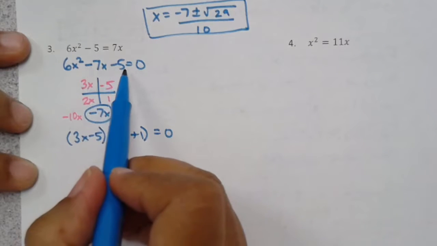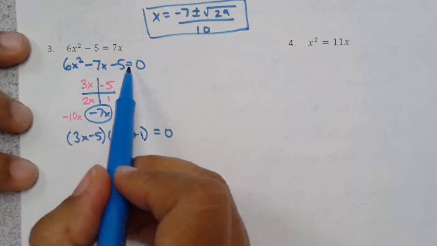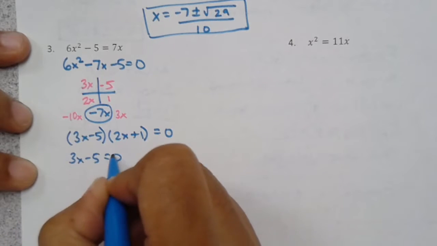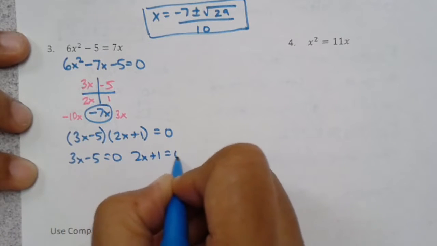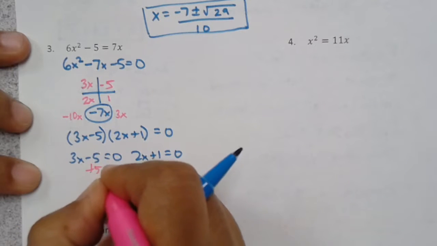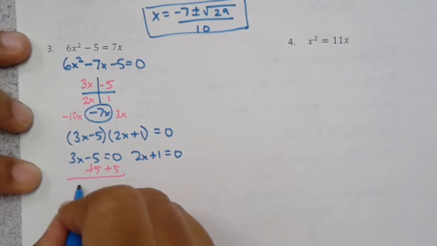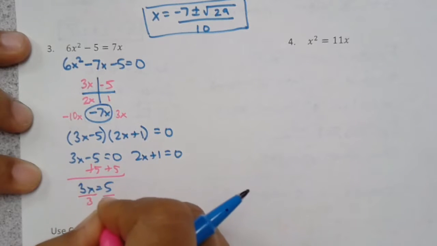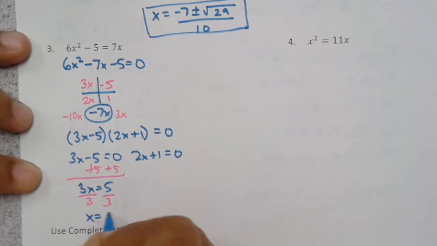Remember, this equal sign means we're solving, so you have to still split this up and make each equal to 0. And so here we would have to add 5 and then divide by 3. And 5 over 3 doesn't reduce, so we're going to leave it as 5 over 3.